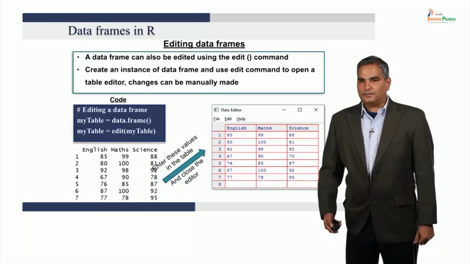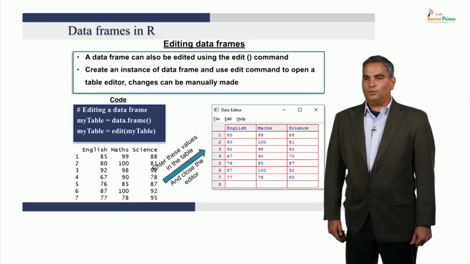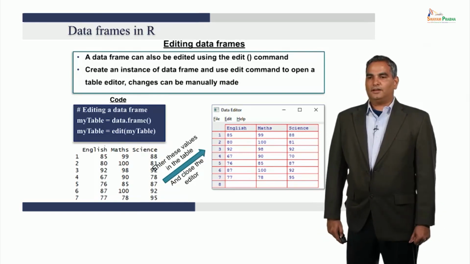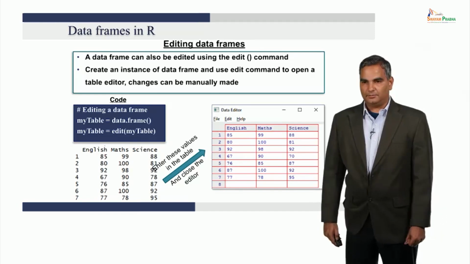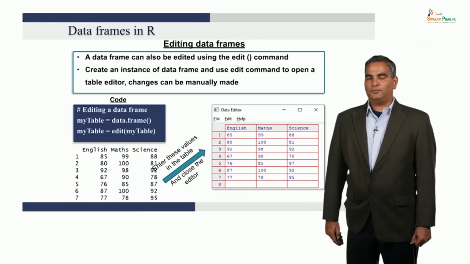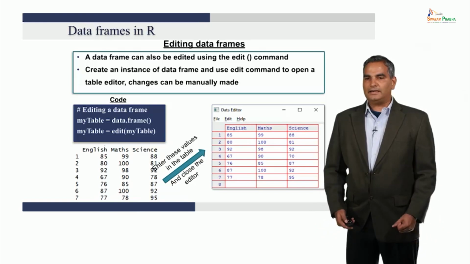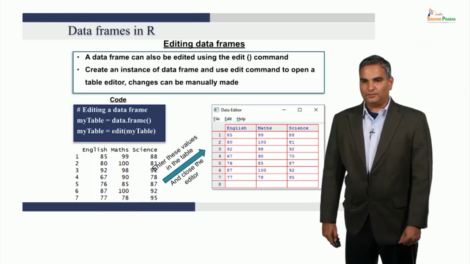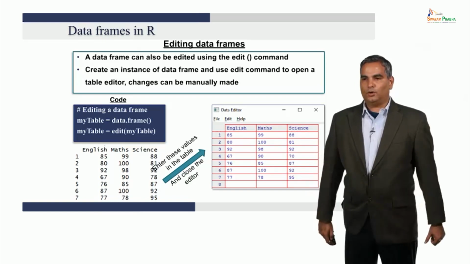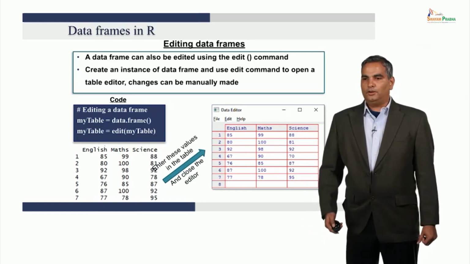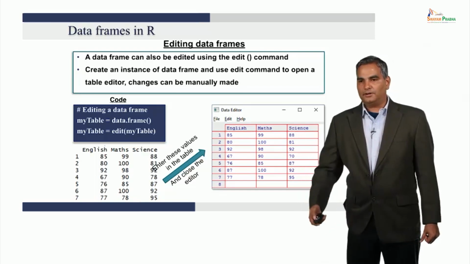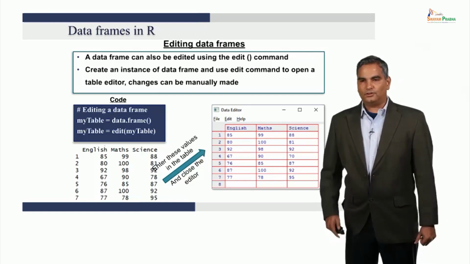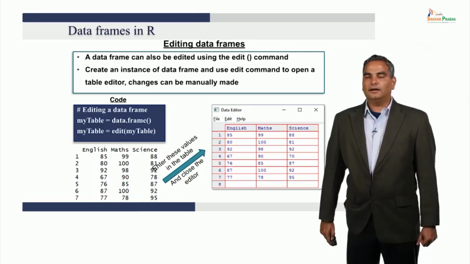There are other ways of changing the data frame using what is called an edit command. So here we show an example where we create a new table, my table, which is basically a data frame. So when you do that, my table will be empty. You can then pull up my table with edit and add anything that you want. So you'll get this in a tabular form. You can give names, you can give numbers, and so on. So you get this table in the form that's of use to you. So this is another way of editing a data frame.